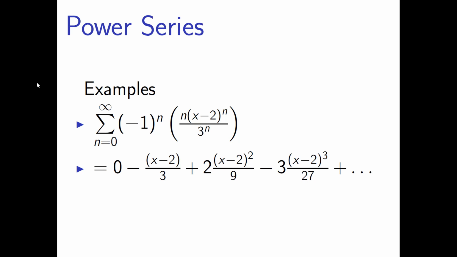We could simplify here. You see we have 3 over 27. But I actually like leaving the terms as they are. That way you can see where the pattern comes from. It's a little easier to spot the pattern there. So we'll leave that. And we'll say that that is centered at 2.